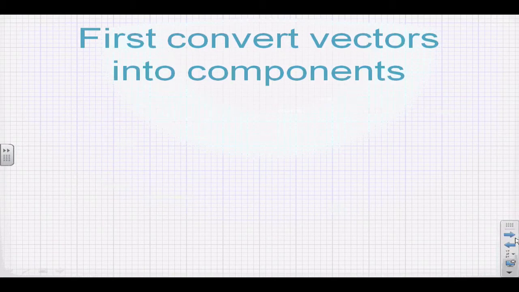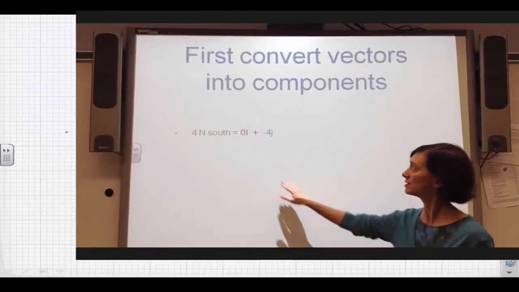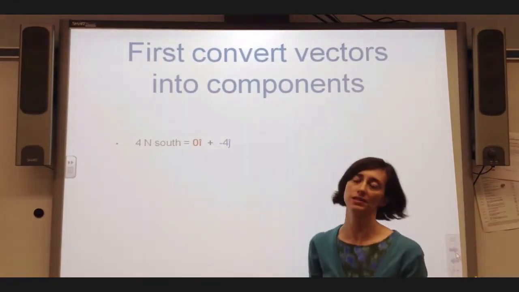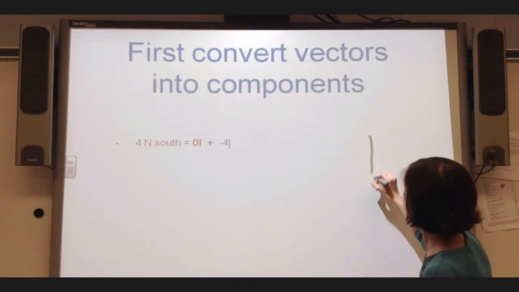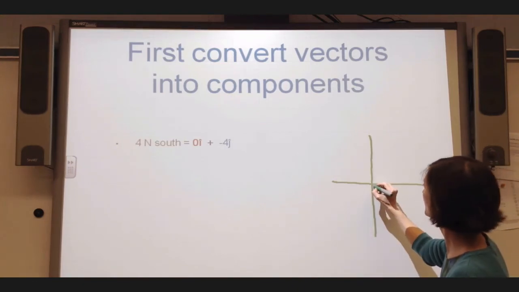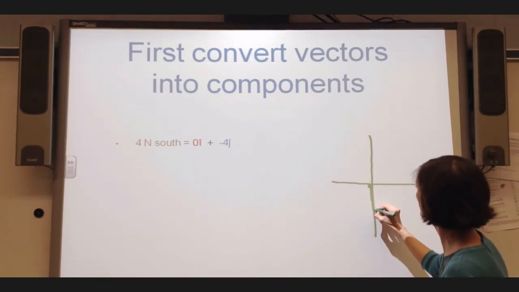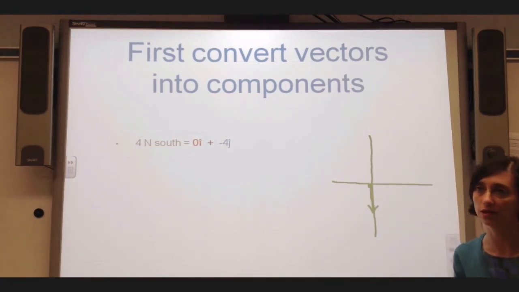So what we want to do first is convert the vectors into components. So we're going to use the unit vector method for doing this. And 4 newtons south, if we use again an xy coordinate system, is broken down into the components 0 i hat plus negative 4 j hat. If you were to look at this graphically, 4 newtons pointing south points directly downward along the y-axis, and there's no component along the x-axis.